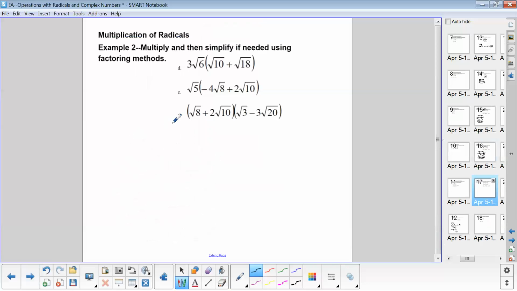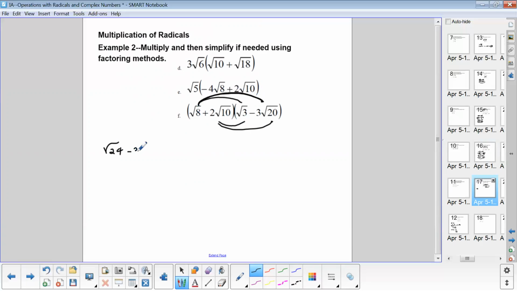And then finally, what we have here is we're going to use the distributive property twice, which will provide us with 4 terms. So the square root of 8 times the square root of 3 is the square root of 24.